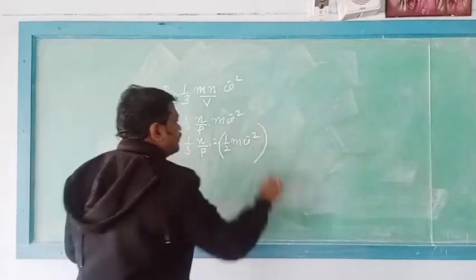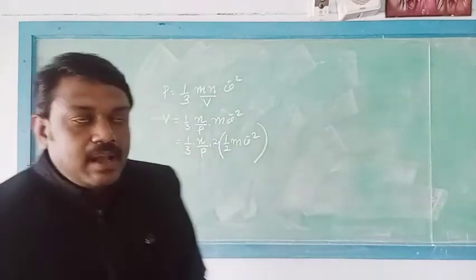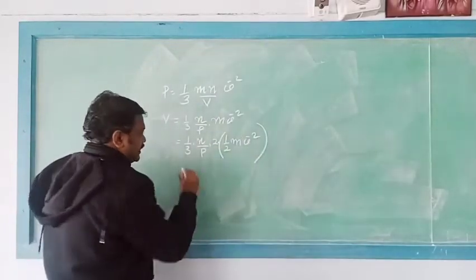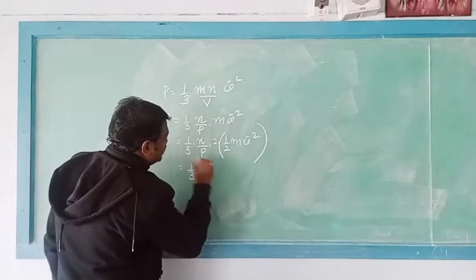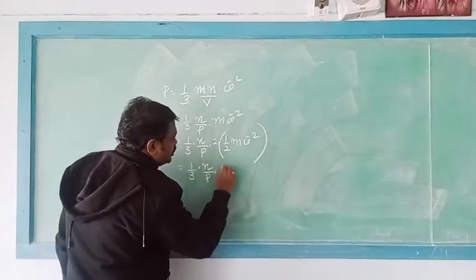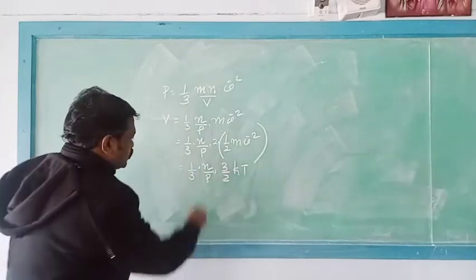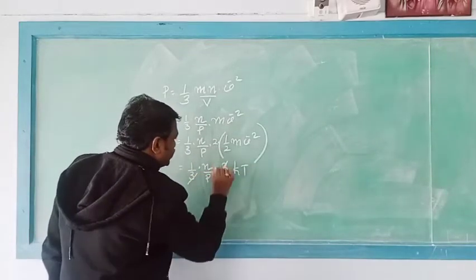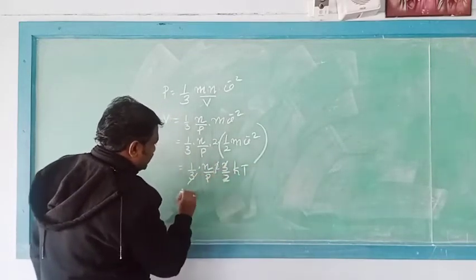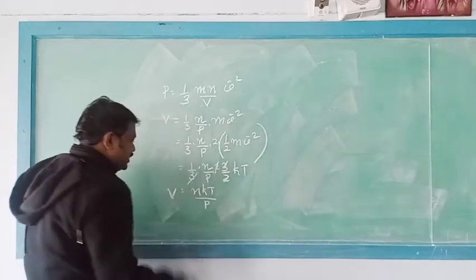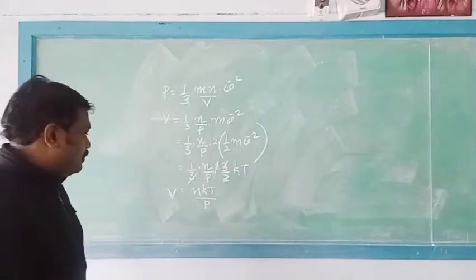What is this half m v square? Half m v square is the average kinetic energy of a single particle, and the average kinetic energy is 3 by 2 kT. So that will become 1 by 3 into N by P into 3 by 2 kT. The 3 and 3 get cancelled, multiplied by 2, so the 2 and 2 get cancelled. That will become NkT divided by P. V equal to NkT divided by P.